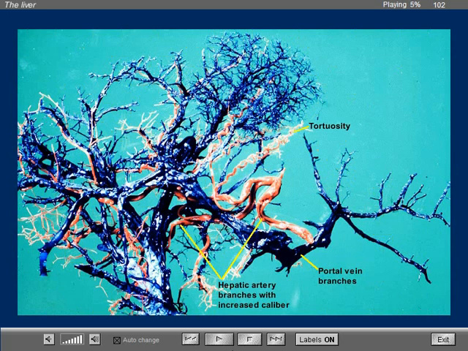When we cast simultaneously the portal system in blue, hepatic arteries in red, we can note that branches of the hepatic artery approximate the caliber of branches of the portal vein. This is a reflection of increased arterial flow and decreased portal blood flow to the liver. Note also the tortuosity of hepatic arteries, and also note that there are areas where we see red and not blue. That means that the portal venous channels were obliterated, and we still see persistence of arterial blood supply to those areas.